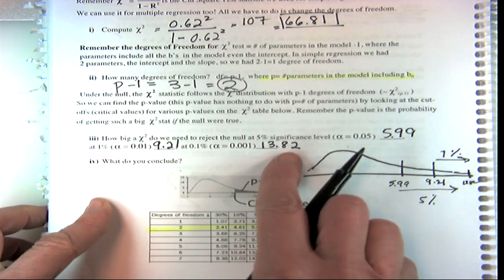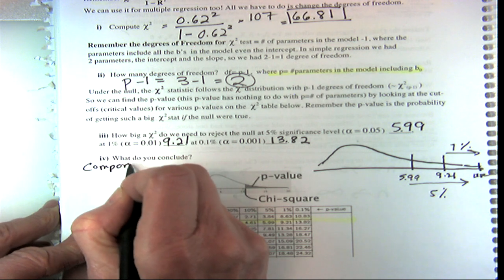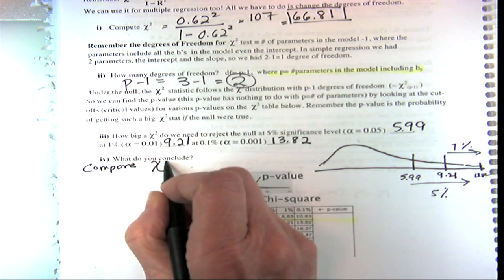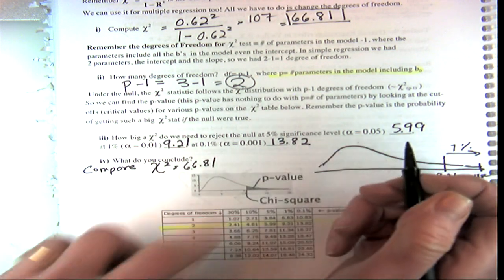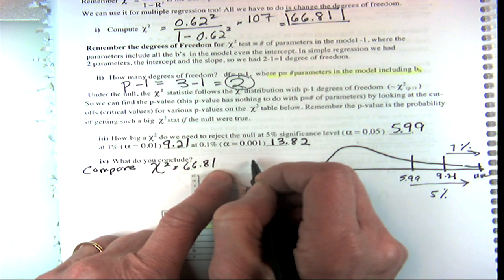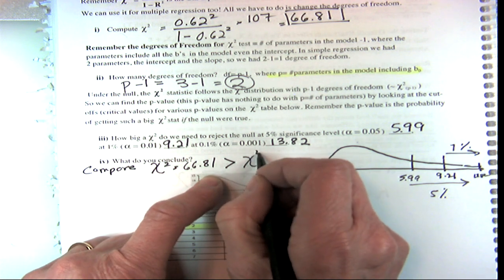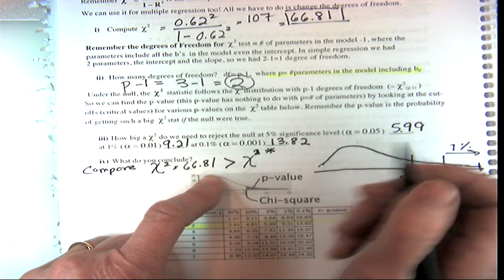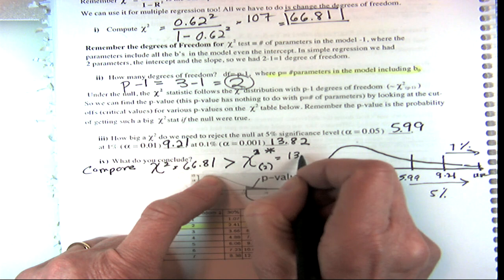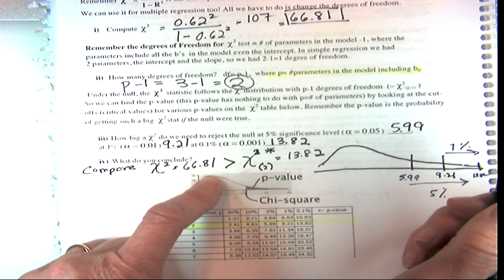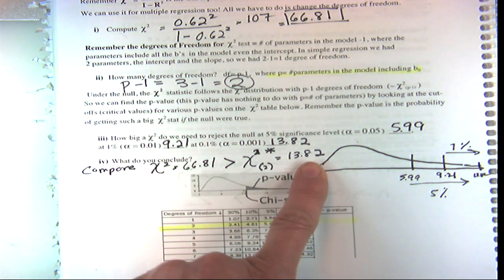But first, let's just write down what we concluded just looking at that. So what we did was we compared our chi-square statistic of 66.8, and we saw that it was much greater than the critical value of chi-squared. Put a little star, this means with 2 degrees of freedom, and that was equal to 13.82. All right? So it was much greater than that.